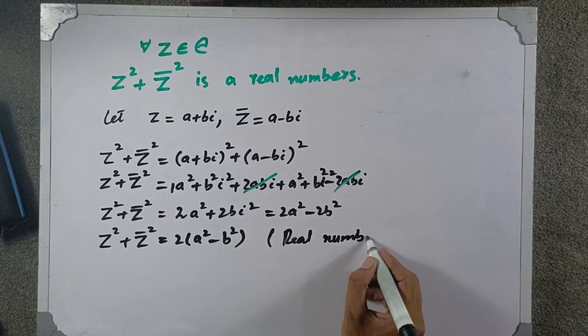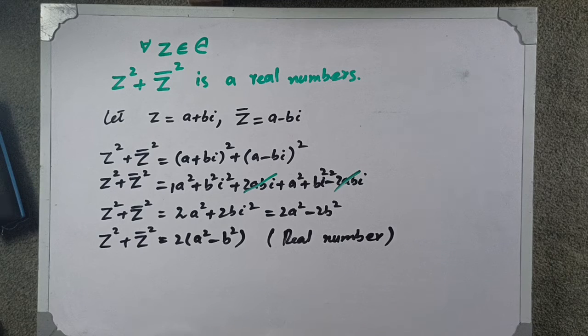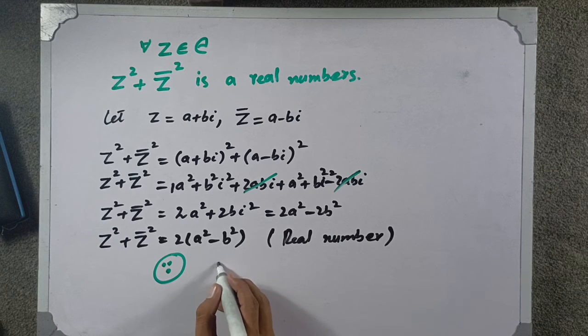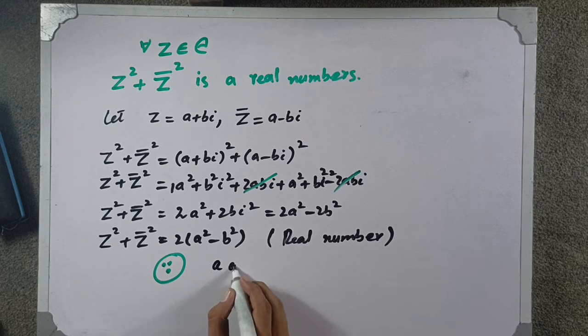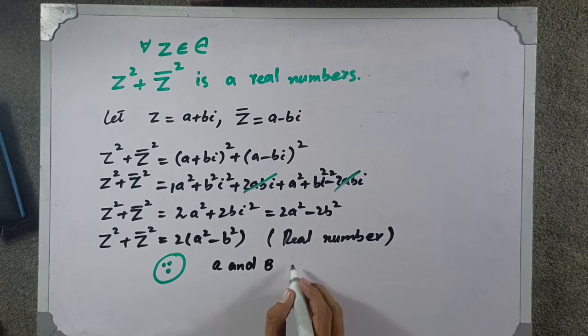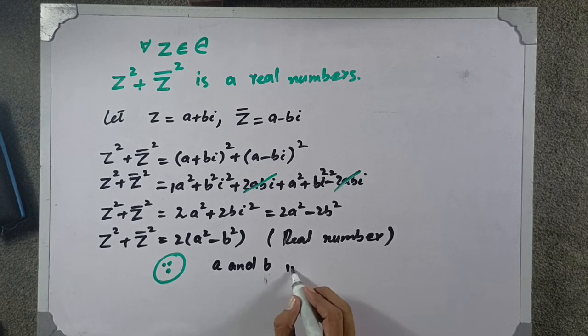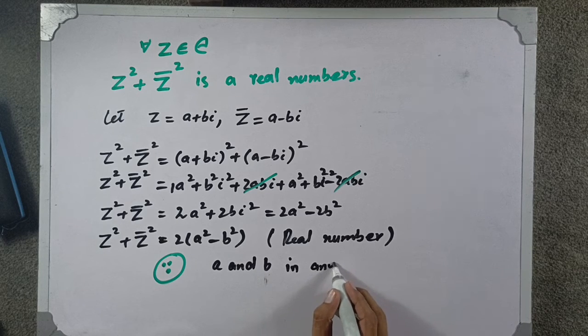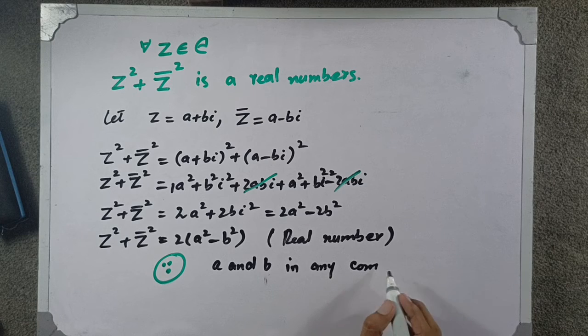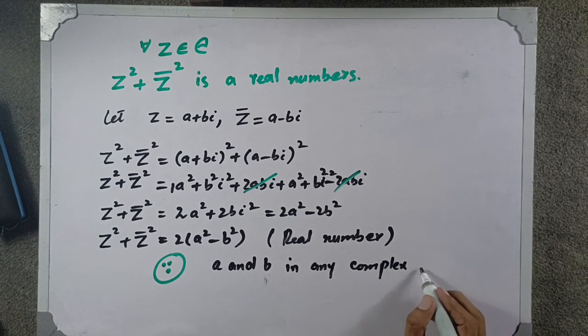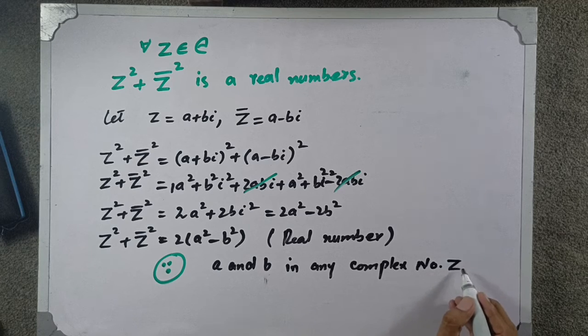Now how is it a real number? Since we know that a and b in any complex number, say z here, are real numbers.